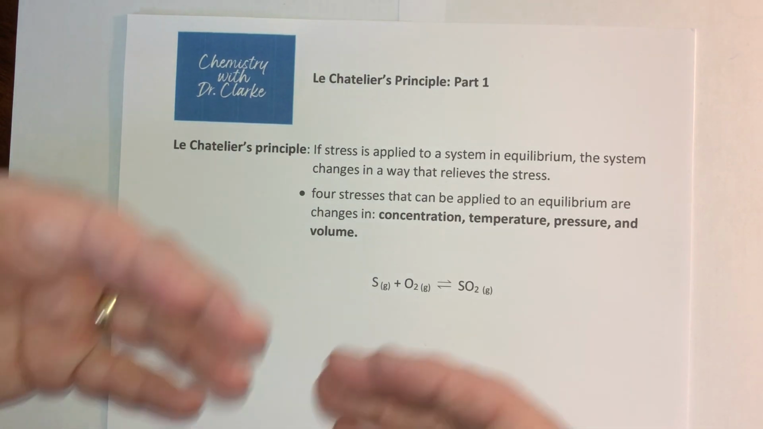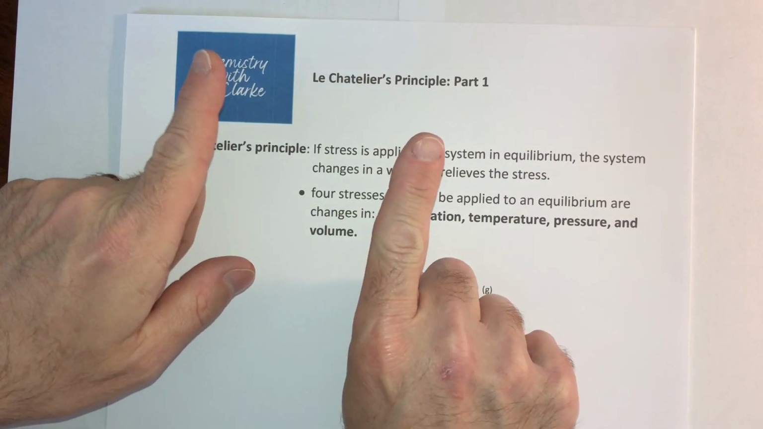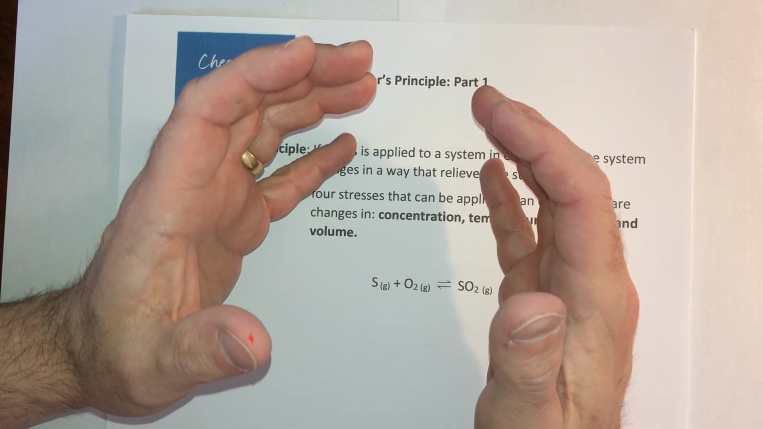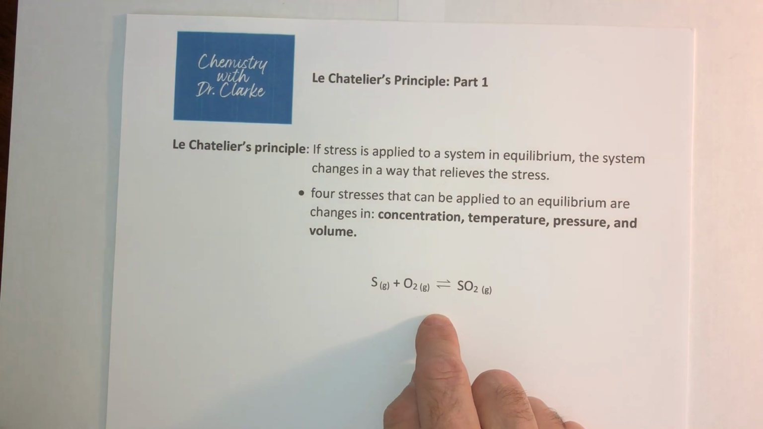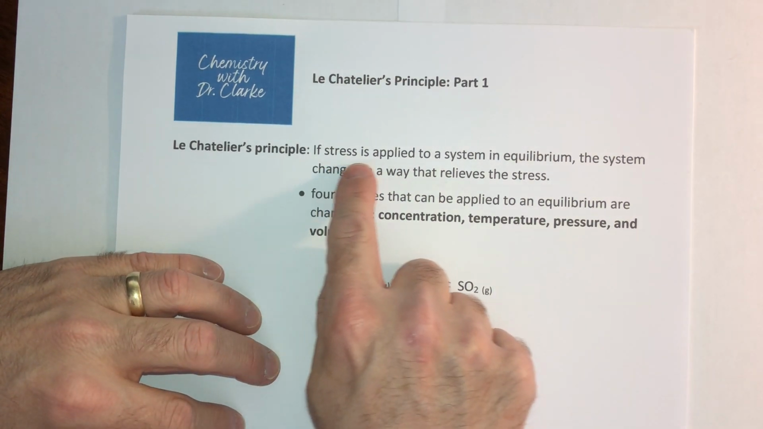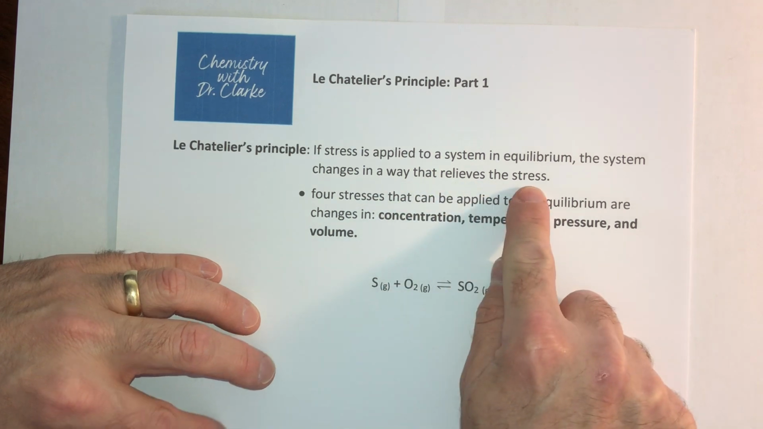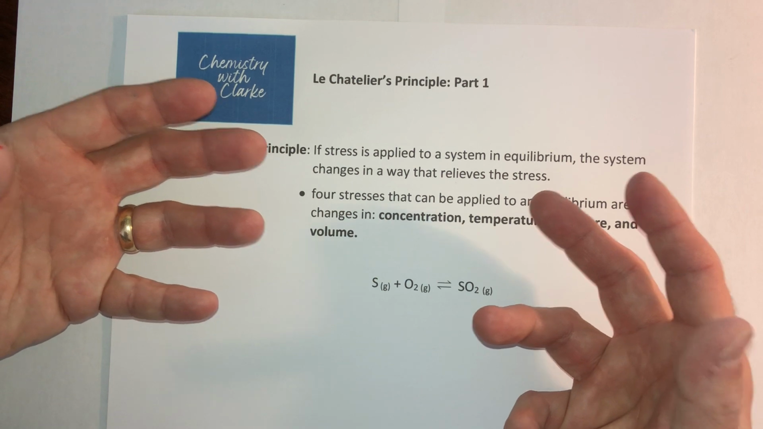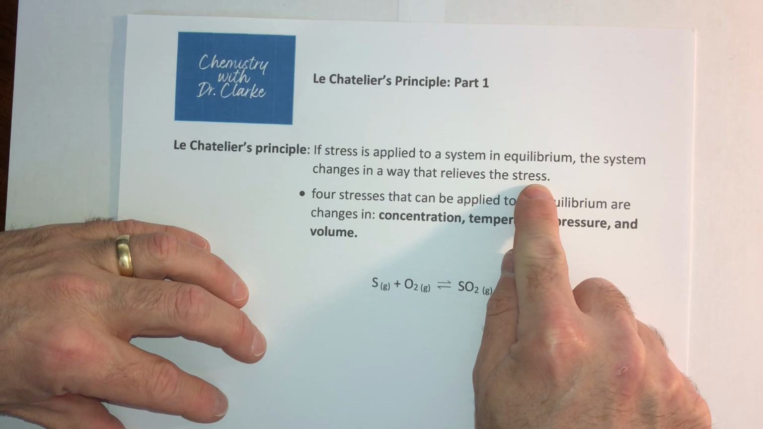If you add more sulfur, it's going to try and get rid of sulfur. If you increase the temperature, it's going to try and decrease the temperature. If you decrease the volume, it's going to attempt to increase the volume. No matter what you do to the equilibrium, it will attempt to undo it. Okay? So if stress is applied to a system in equilibrium, the equilibrium changes to relieve the stress. You apply a stress, you apply a change, and it's going to attempt to undo the change. It's going to attempt to relieve the stress.